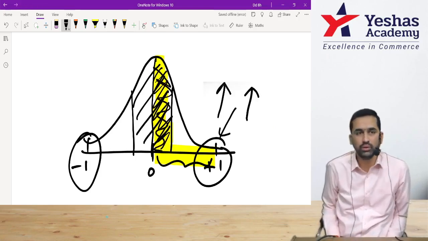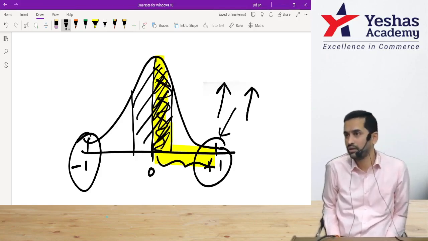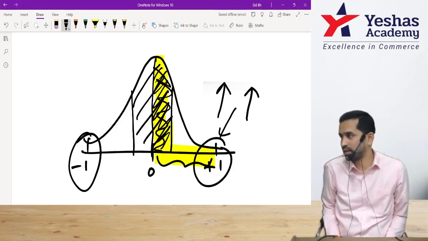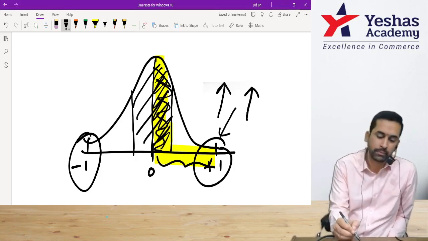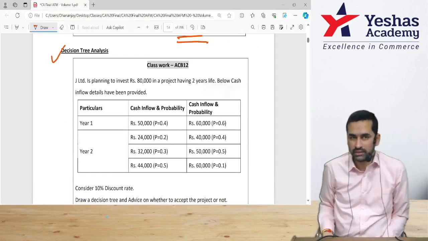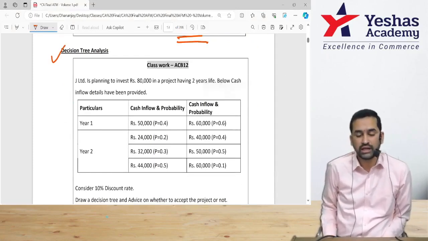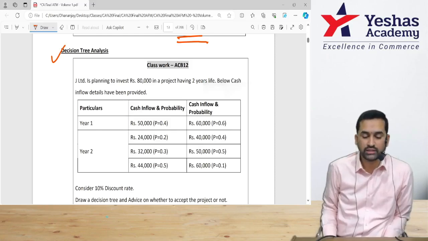But in reality, most of the times things are here, correct? Above 0, below 1. You will understand with question number 12 what is the slight difference between scenario and decision tree. Read. This is another method. J Limited is planning to invest 80,000 in a project having 2 years life. Below cash inflows are given to you.